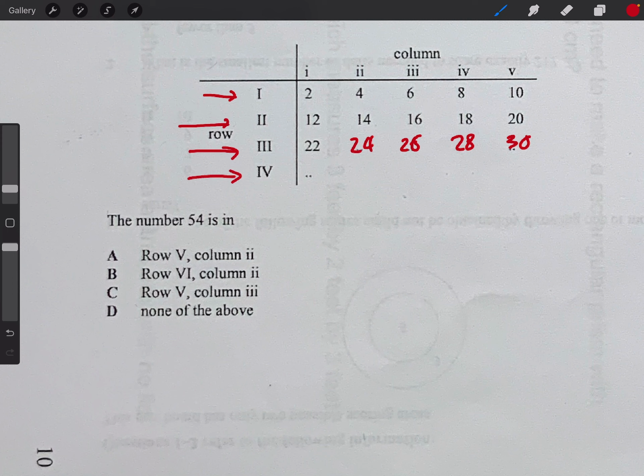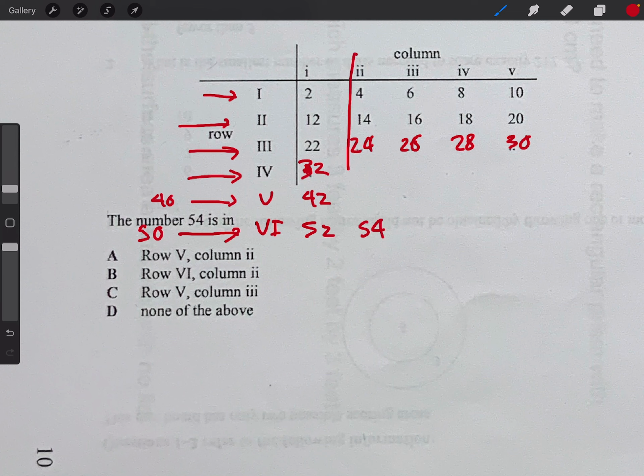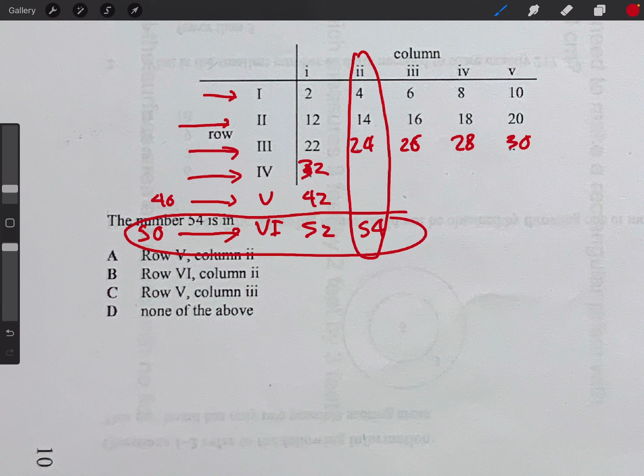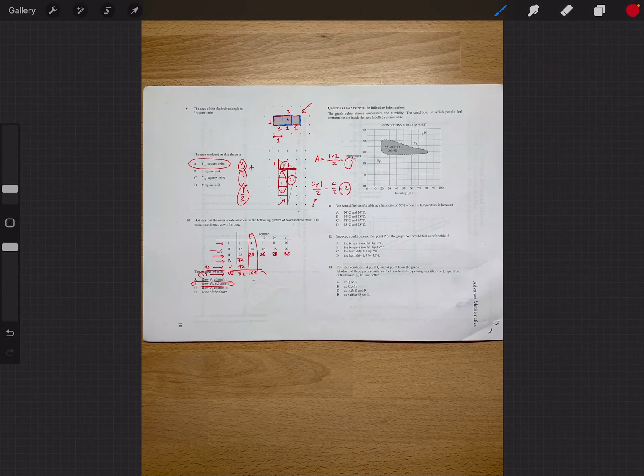This is the units, this is tens, this is 20s, this is 30. The next one must be 40. So this is 32, this is 42. 52 should be here, so this is 50. And then all the fours are in here, so 54 must be in this column and this row. So 54 should be in the second column, column 2, and in row 6. I think the answer should be B. Actually, I'm pretty sure it's B. Okay, so there you go. We got a few more questions.